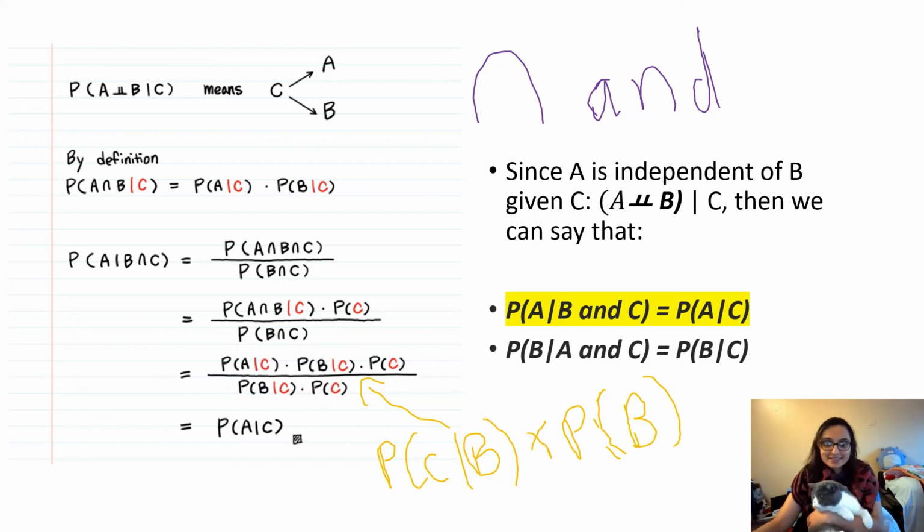Then we can slash and thrash out the common parts. So we notice in the numerator that we have this P(C) here that crosses out. And similarly, this part crosses out here. So we're just left with the probability of A given C. So the probability of A given B and C is just equal to the probability of A given C. That's awesome.